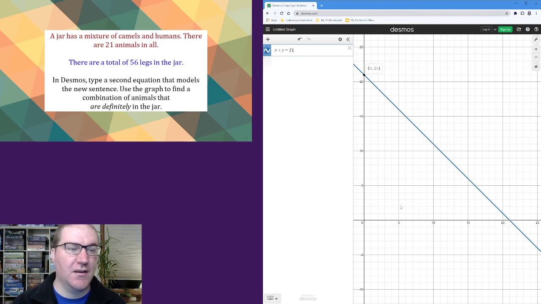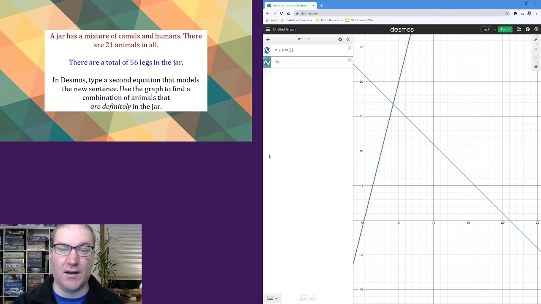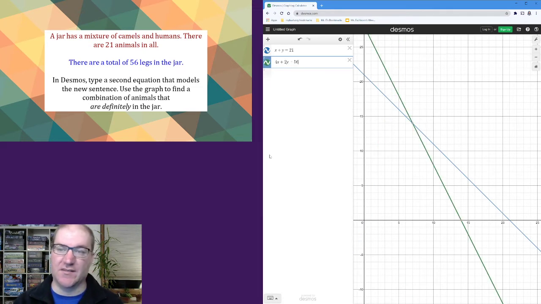So how about this? What if I also tell you that there are 56 legs in the jar? That's enough information to write a second equation. I know the number of camels is x, well, camels have 4 legs, so that would be 4x. Plus, I know humans have 2 legs times the number of humans. And I know that those numbers have to add up to 56.